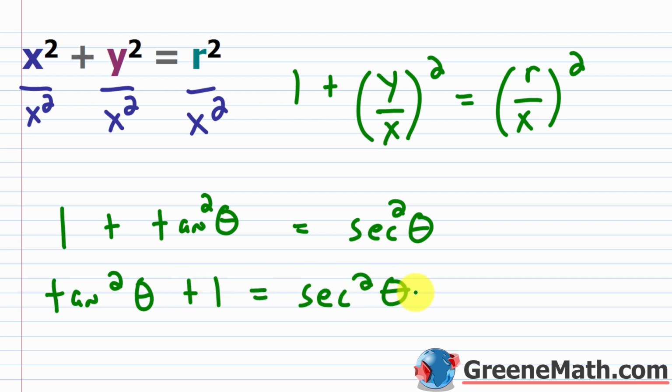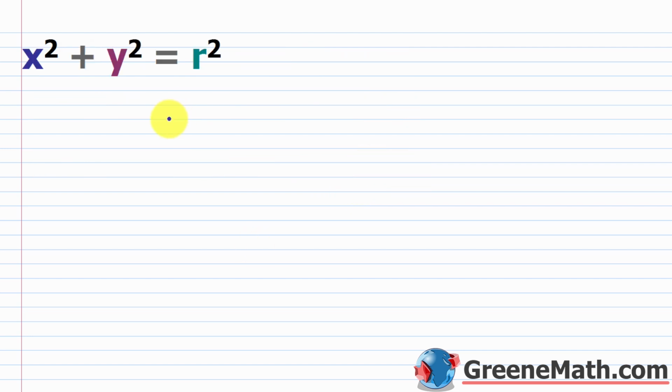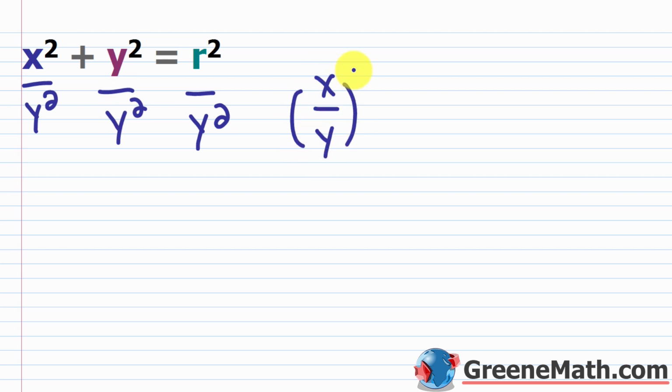Let's look at the last one, which is this guy right here. So 1 plus cotangent squared theta equals cosecant squared theta. And to get this one, I'm just going to divide everything by y squared. And again, it's going to be the same trick overall. So now this guy's going to be 1. So I would write this as x over y, this guy would be squared, plus this would be 1. This equals, you'd have r over y, this guy is squared. Okay.